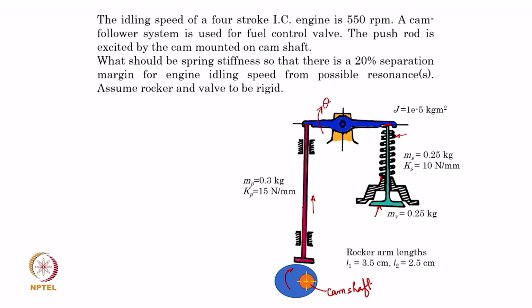So, obviously, the degree of freedom that we can consider here is theta, and we are supposed to ensure, or probably find, the spring stiffness so that there is a 20% separation margin for engine idling speed from possible resonances. Okay. Now, we will come to this point shortly. What does that mean?